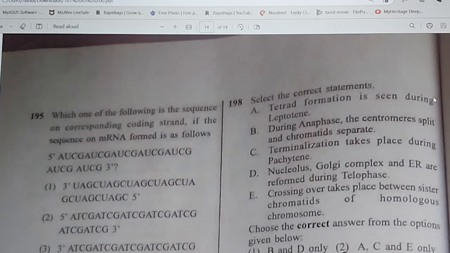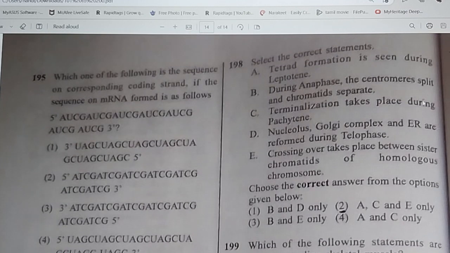195. Which one of the following is the corresponding coding strand if the sequence of mRNA formed is as follows? So if it is AUG, then the coding strand should be the same as mRNA. Instead of U, you have to write T. So ATC, GAT, then CGA, ATC, GAT, that is coming in option 2. So 2 is the correct answer for 195.